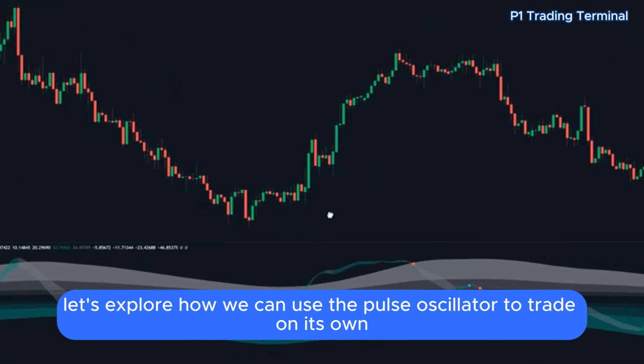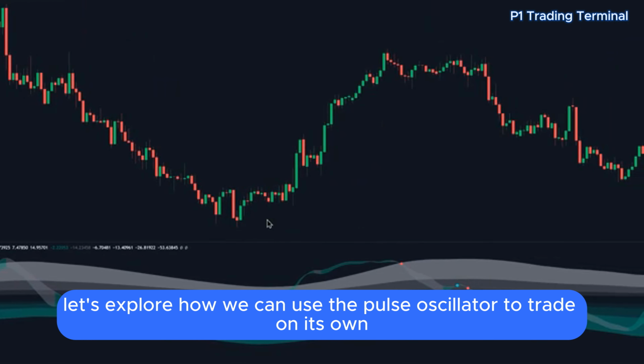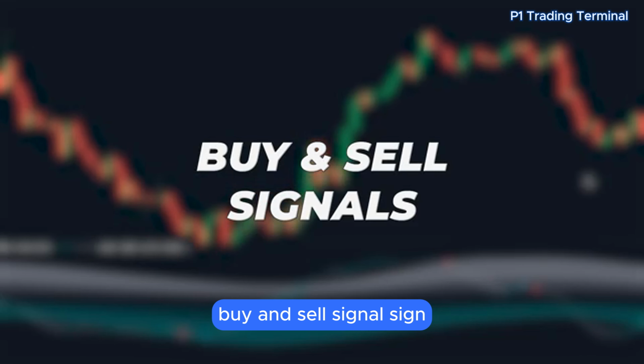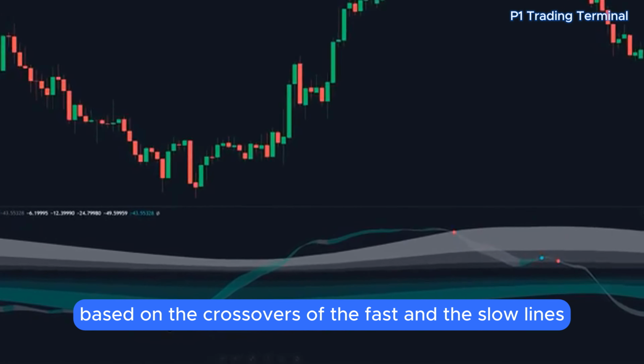Now let's explore how we can use the Pulse Oscillator to trade on its own. The oscillator provides clear buy and sell signals based on the crossovers of the fast and the slow lines.